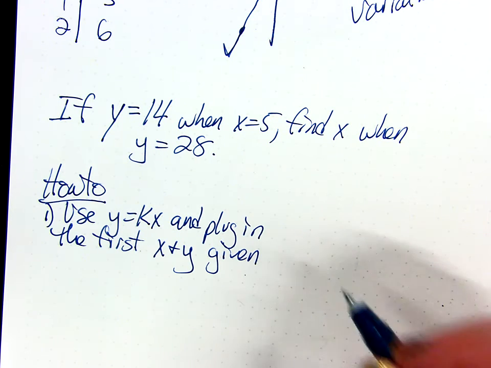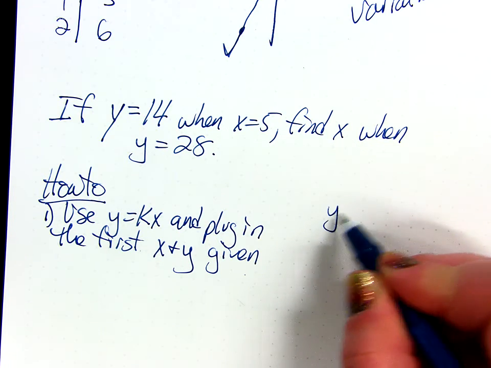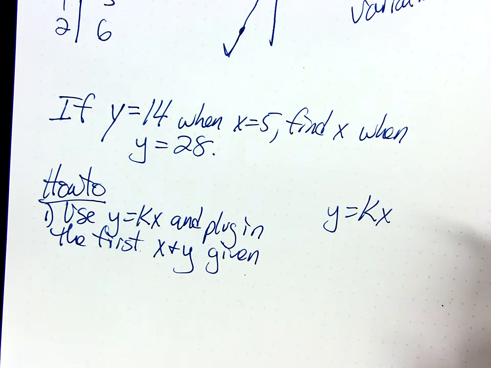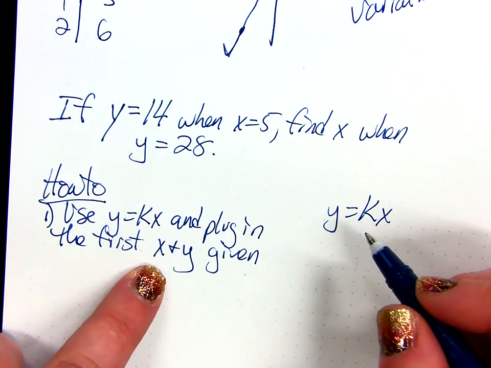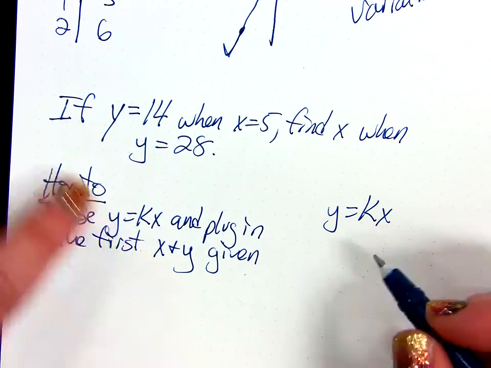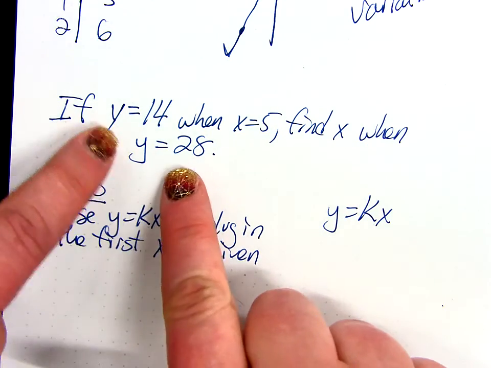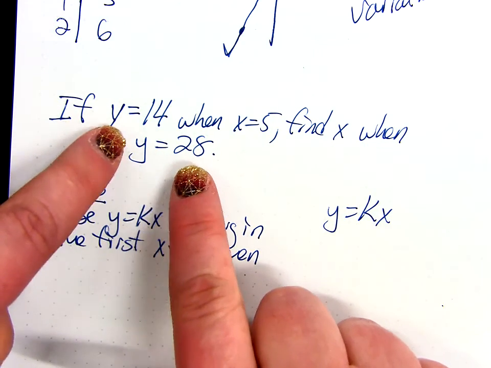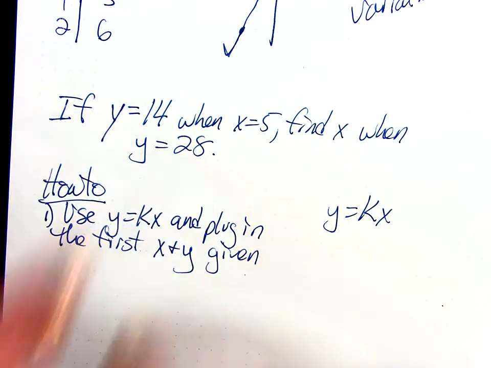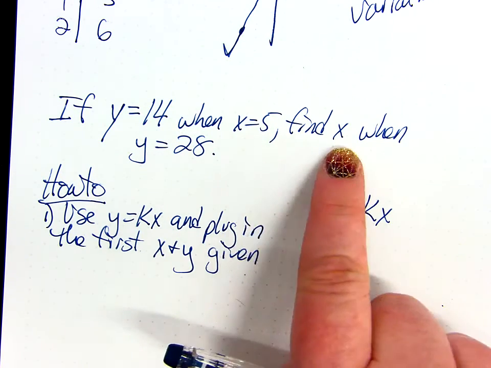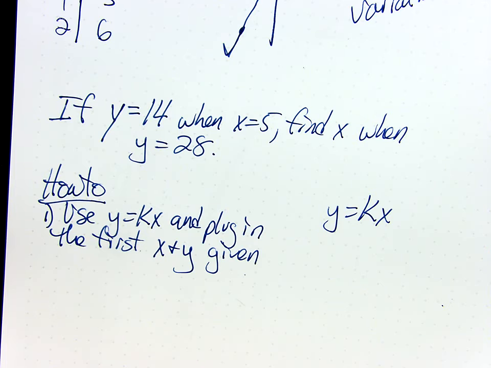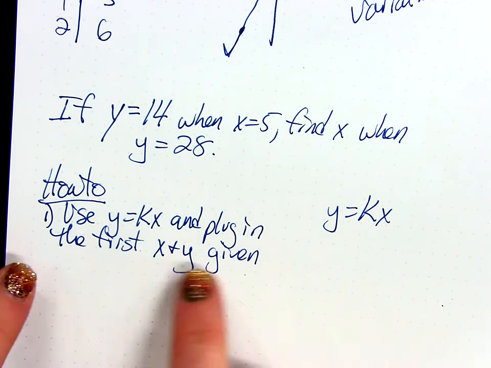Okay, ready? So, I'm literally going to write y equals kx, and then replace. It says use y equals kx and plug in the first x and y given. So, if you look in the problem, see how there's two different y values given? There's one that's 14, there's one that's 28. And then as far as the x's go, I only have one x and I don't have the other one. So, it can get a little confusing. Well, which one goes where? What am I doing? It's whatever they first give you.